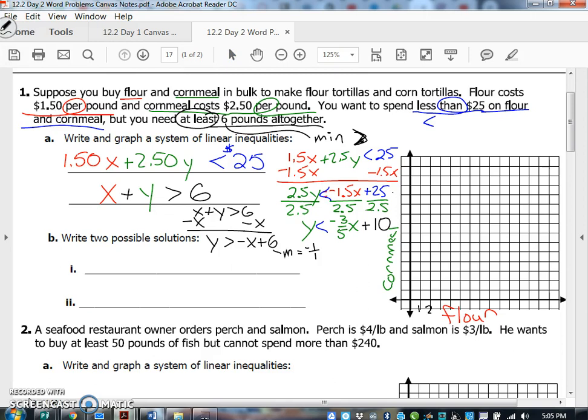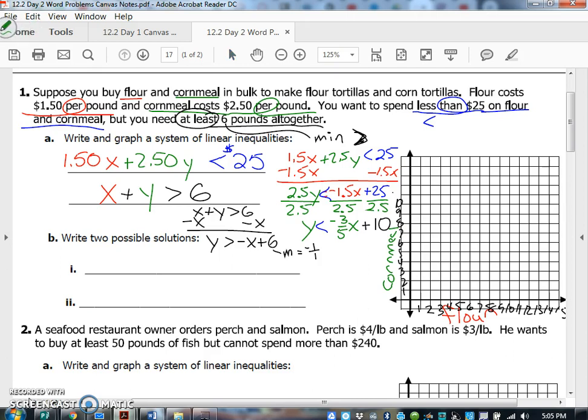I've got 1, 2, 3, 4, 5, 6, 7, 8, 9, 10, 11, 12, 13, 14, 15. We're just going to count by ones here. Notice I stopped counting at 10. I know my y-intercepts are (0, 10) and (0, 6), and both my slopes are negative. So I'm never going to be above (0, 10).